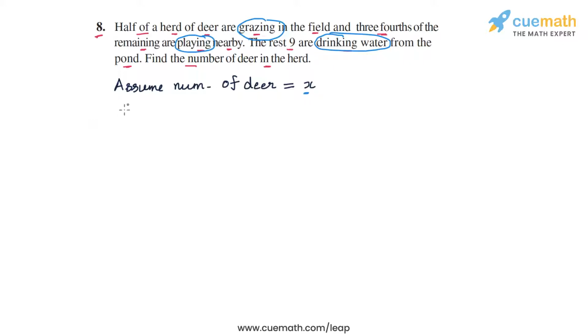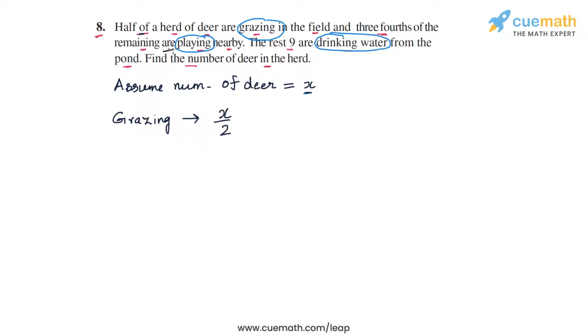Okay, so how many deer are grazing? How many deer should be grazing? Well, the statement says half of the herd is grazing. So if the total strength of the herd is x, then the number of deer who are grazing should be equal to x by 2.